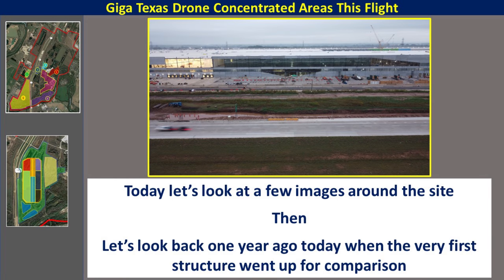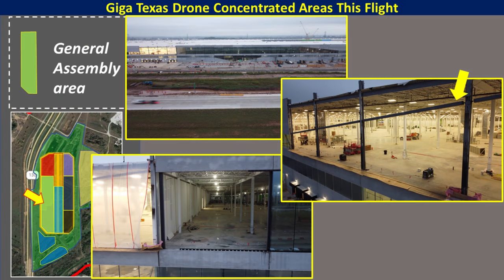Today, heavy rains came through the area, so Giga Texas is quite wet. So let's take a few moments and look at some images around the site. Then, let's look back 1 year ago today when a major milestone happened, the installation of the very first structural component for Giga Texas.